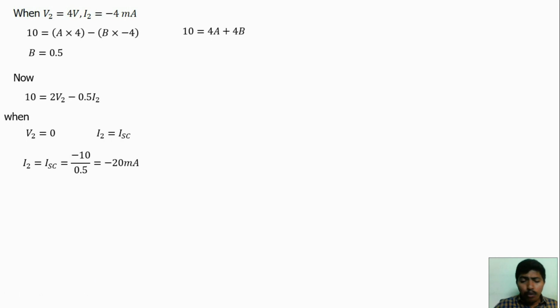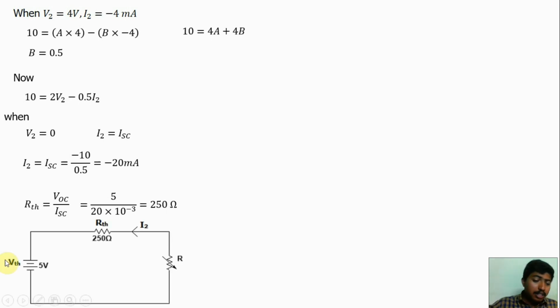Now we have to find Thevenin's resistance RTH. RTH is equal to open circuit voltage by short circuit current. Substitute both the values, we will get RTH is equal to 250 ohms. Now what is the value of Thevenin's circuit? This is Thevenin's circuit. VTH is equal to 5 volt, RTH is equal to 250 ohm. This is the load, this is the load current. This is the equivalent representation of the two-port network circuit.